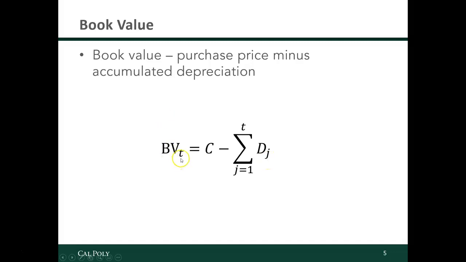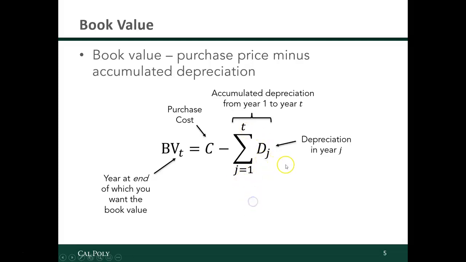The book value in year T, where T is the year at the end of which you're looking for the book value, is C, the purchase cost, minus the sum of the accumulated depreciation, D sub J, from year 1 up to year T. The D sub J is the depreciation in year J, and this sum is how much it accumulates from year 1 to year T. This here is a corrected version of equation 52.4 in your book. The book erroneously puts a subscript J there, and that's not quite right.